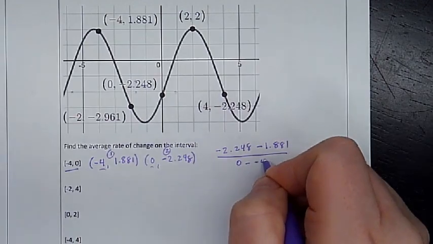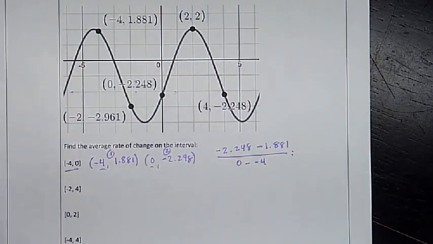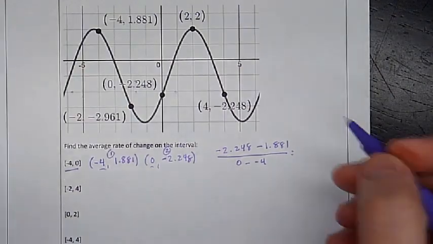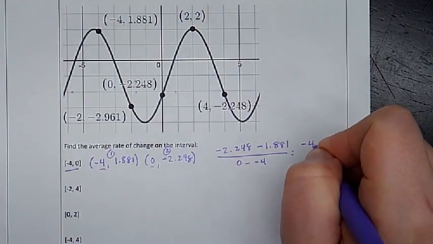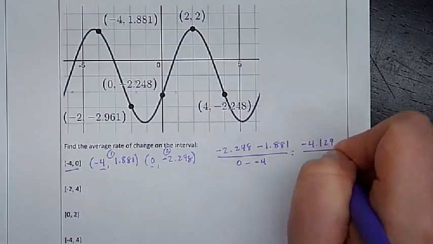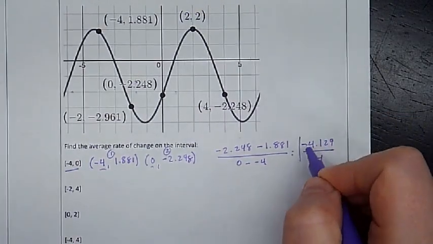All right, need the calculator for this one. -2.248 minus 1.881, which gives me -4.129 over +4. So there is my average rate of change.